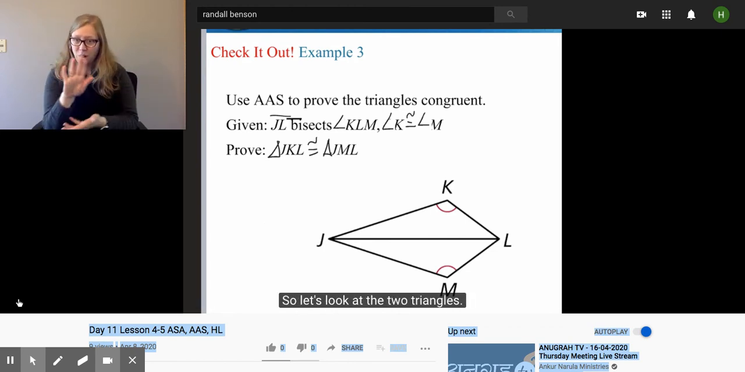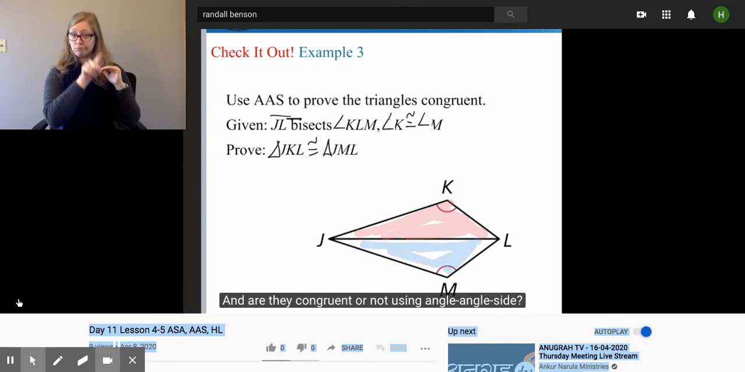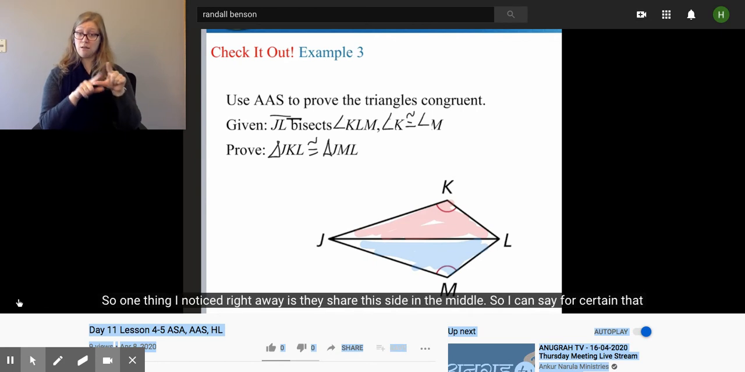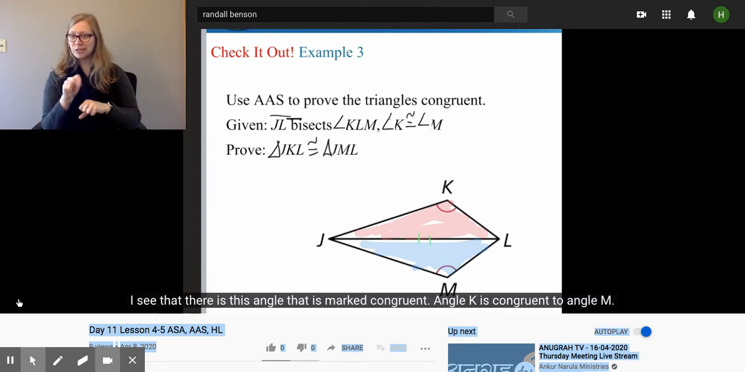So let's look at the two triangles first of all. We have this triangle on the top, and then below we have this other triangle. And are they congruent or not using angle, angle, side? One thing I noticed right away is they share this side in the middle. So I can say for certain that this side is congruent in both triangles because it's the same line segment. I see that there is this angle that is marked congruent. Angle K is congruent to angle M.